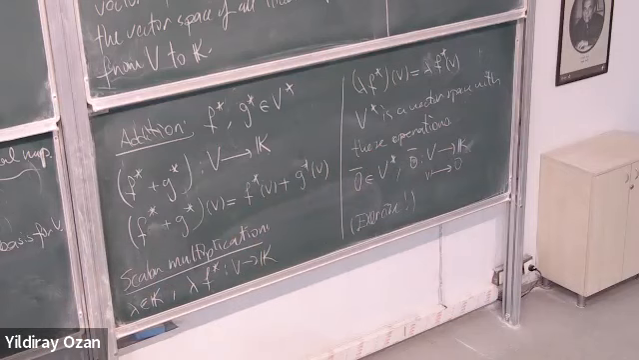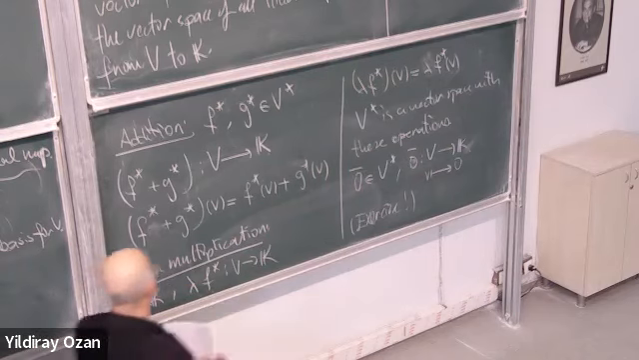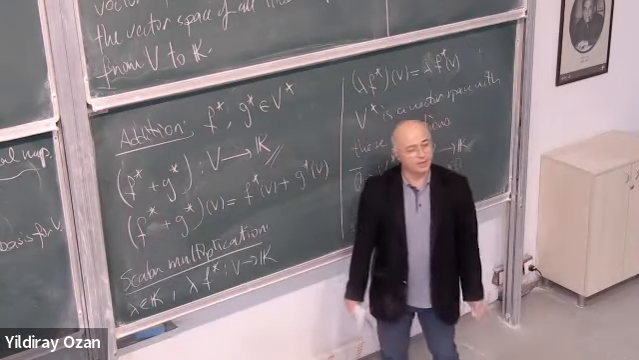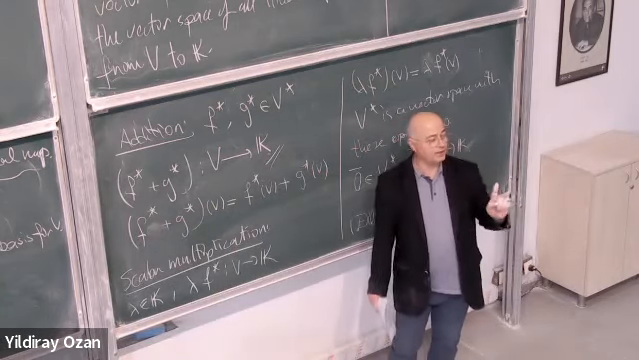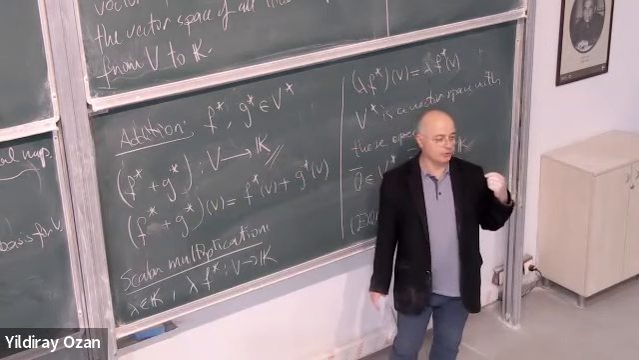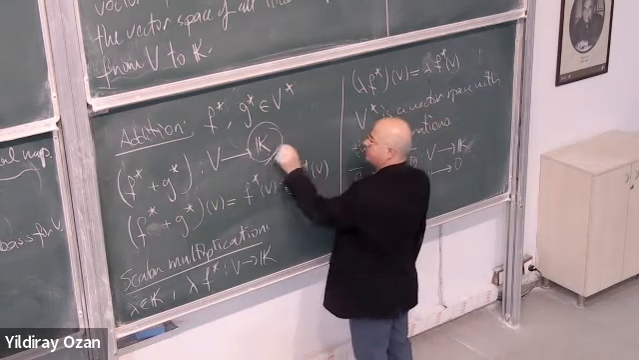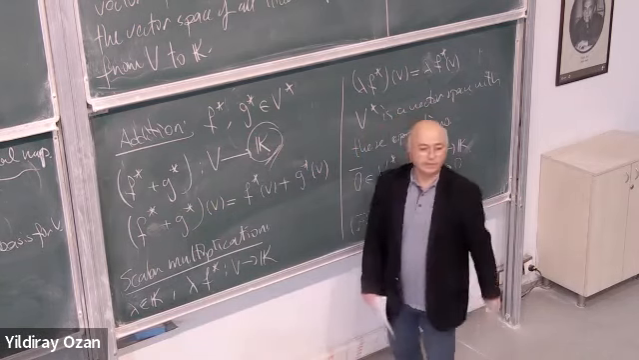Now let's see some examples. K is the base field, for example R. But K is always a vector space over K, of course. K is also a vector space over itself.